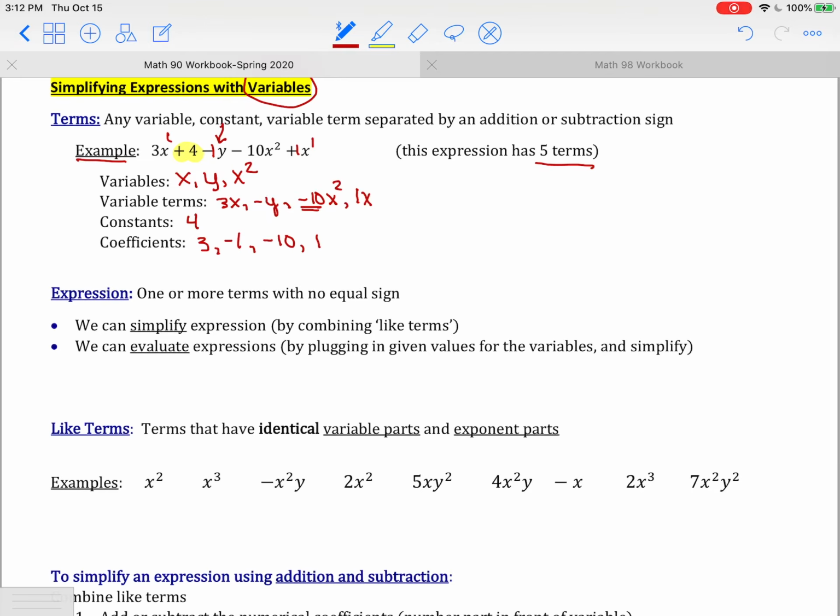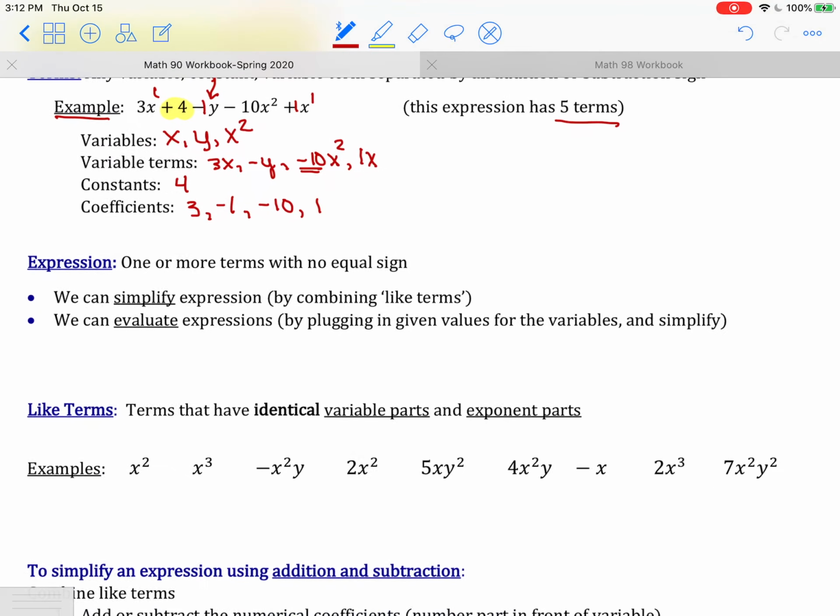Okay, now when we're talking about expressions, of course, one or more terms with no equal sign. Later on, we're going to get into equations that are expressions separated with an equal sign. But right now, we just have expressions. They don't have an equal sign. They're just made up of terms. And as we talked about in the last video, we can simplify expressions by combining like terms, or we can evaluate expressions where we plug in given values to the variable and we simplify.